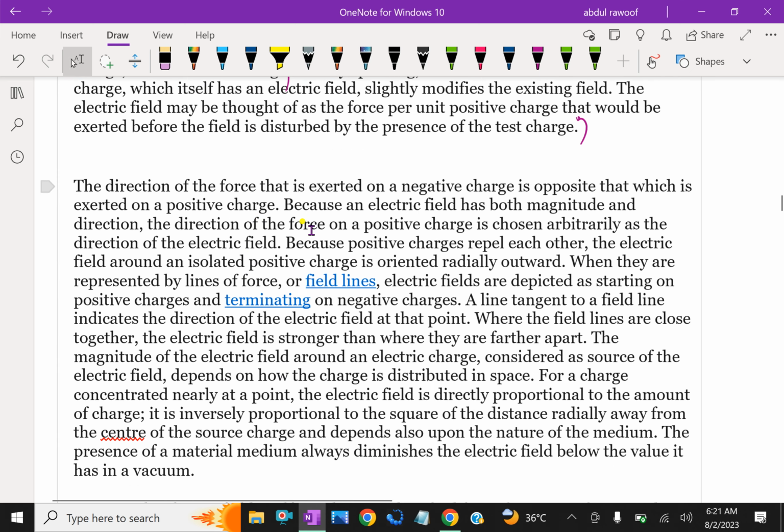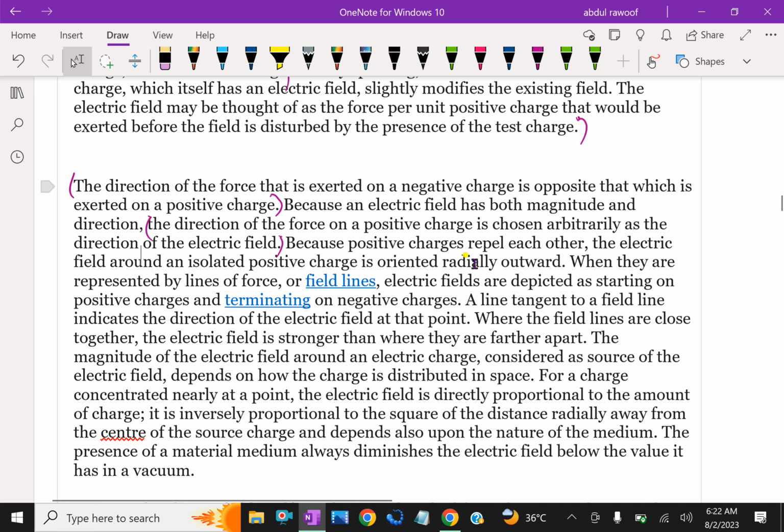The direction of the force exerted on a negative charge is opposite to that exerted on a positive charge. The direction changes from positive to negative charge, because an electric field has both magnitude and direction. The direction of the force on a positive charge is chosen arbitrarily as the direction of the electric field.